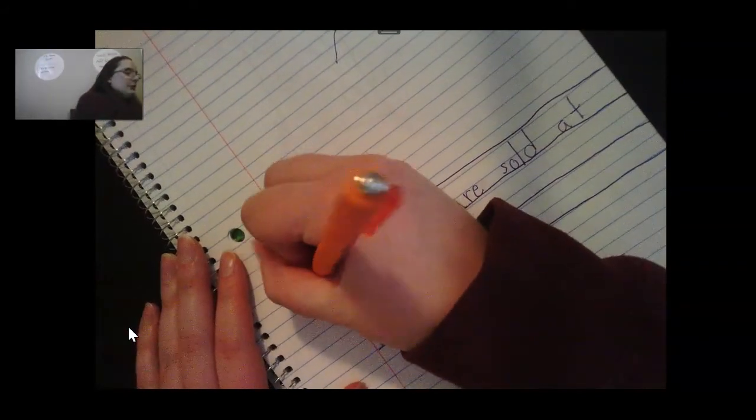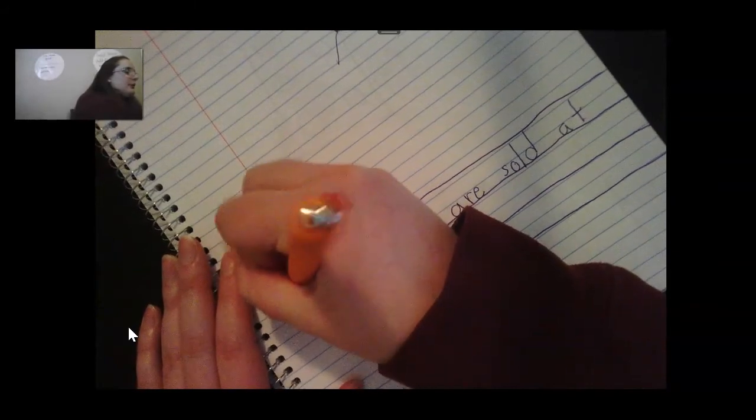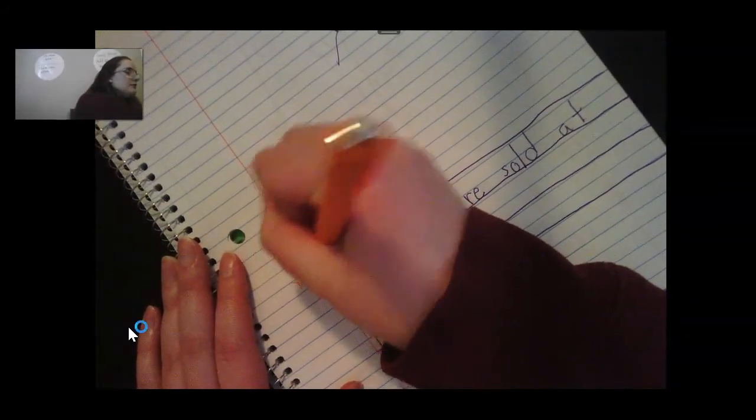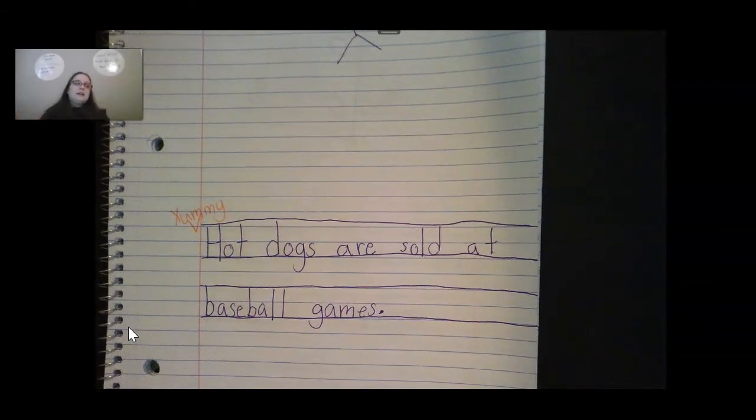What I'm going to do is I'm going to put a caret. That's what we call this little guy right here. And I'm going to put yummy hot dogs are sold at baseball games. So I'm describing the hot dogs as yummy, so that hot dogs taste yummy. Okay, so that's just the first 2 pages.